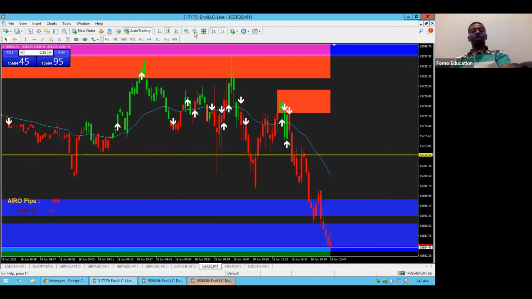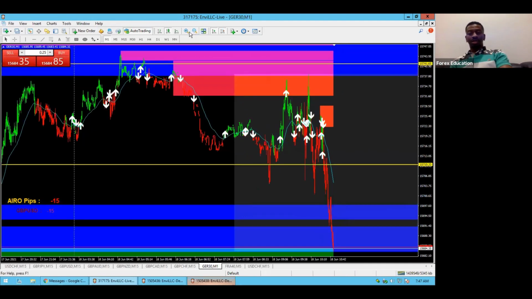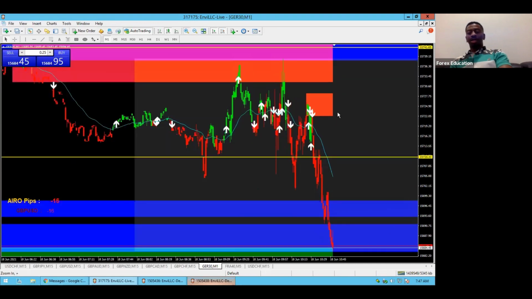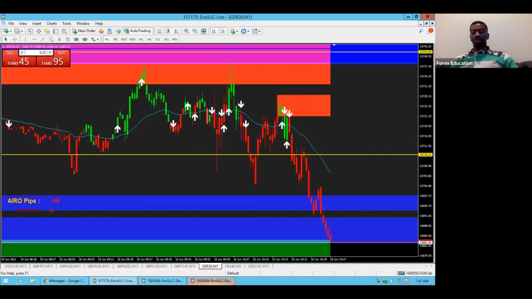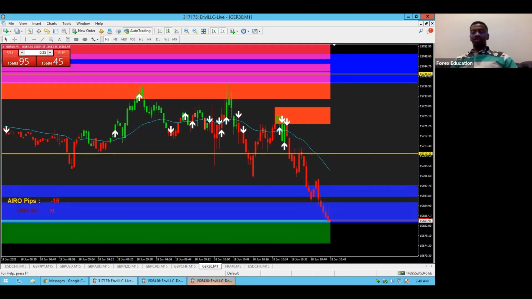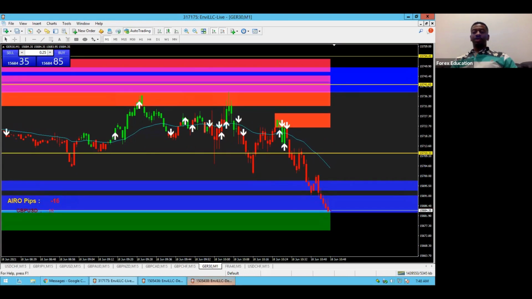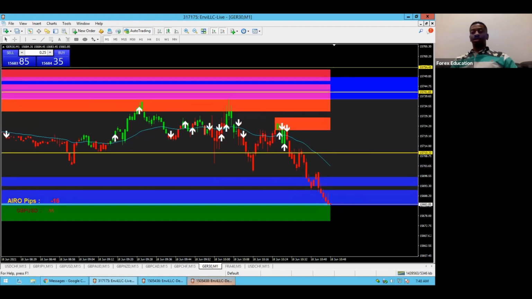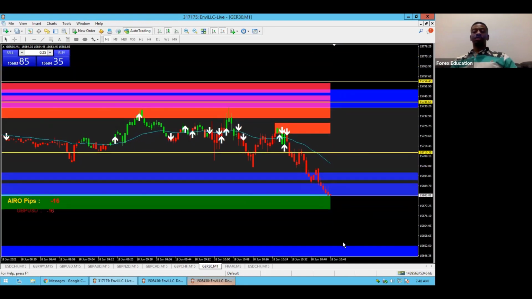Just wait. If it does come to the bottom of this order block and breaks it, then we look for one thing: for it to come out, come back, give us a retest for a continuation in a sell, and we take that one down to this level.